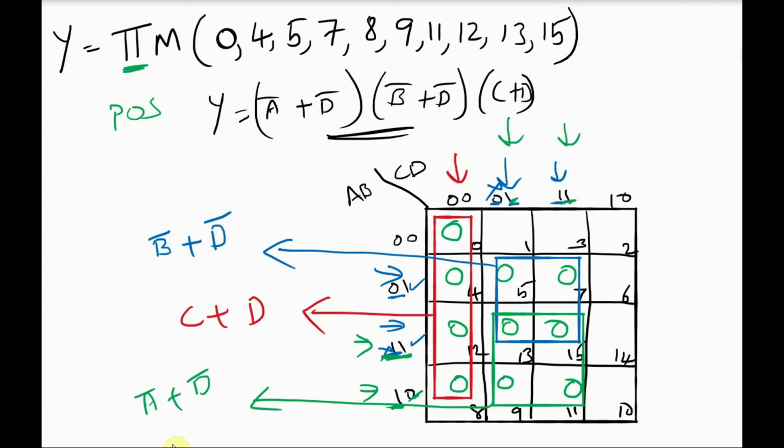So this is how you simplify a given Boolean expression using kmap. Please note the changes that happen when we simplify using SOP expression and POS expression. Don't get confused.